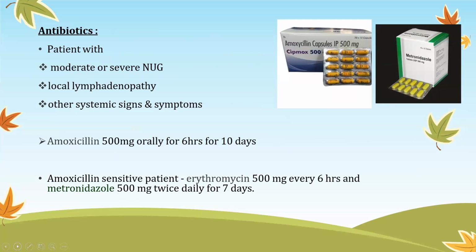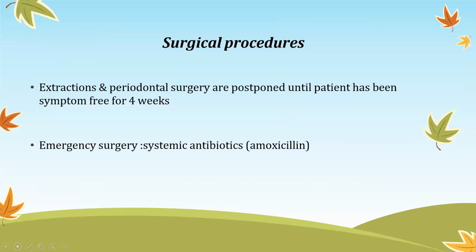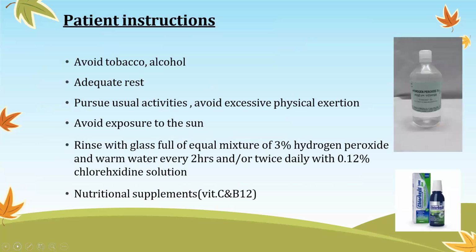Patients with moderate or severe necrotizing ulcerative gingivitis with local lymphadenopathy and other systemic signs and symptoms are prescribed amoxicillin 500 milligram orally, 6 hourly for 10 days. And if the patient is sensitive to amoxicillin, erythromycin is prescribed 500 mg every 6 hours, and metronidazole 500 mg twice daily for 7 days. Surgical procedures: extractions and periodontal surgeries are postponed until the patient has been symptom-free for 4 weeks, and emergency surgery is carried out under systemic antibiotics.